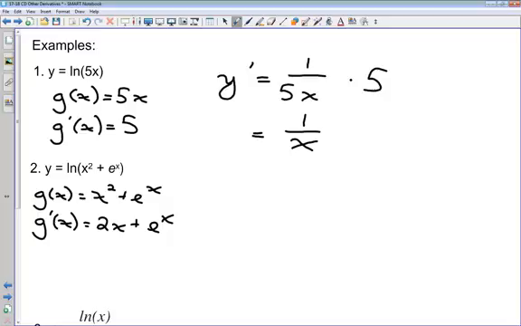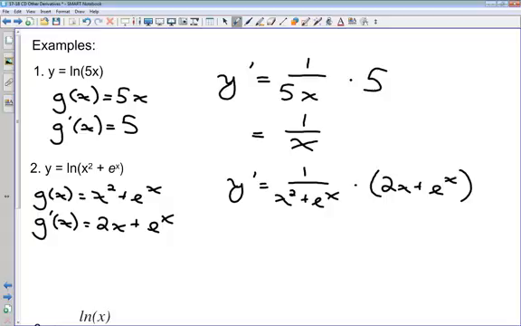So let's actually do our chain rule here. We're doing ln of x squared plus e to the x. First term in our derivative, well, if we're doing the derivative of that outer function ln, it's going to be 1 over whatever is inside those brackets. So 1 over x squared plus e to the x times the derivative of that inner function, 2x plus e to the x. And that's about as good as it gets. We can't really simplify anything there, so we could just leave it like that.